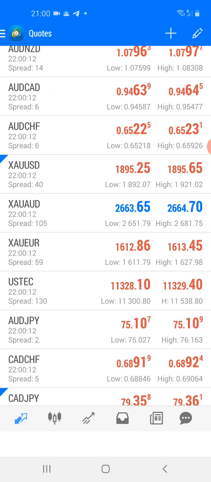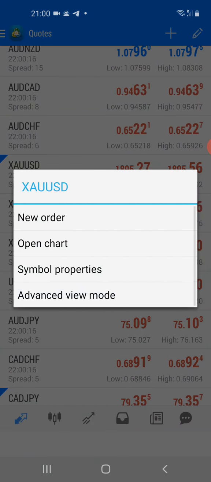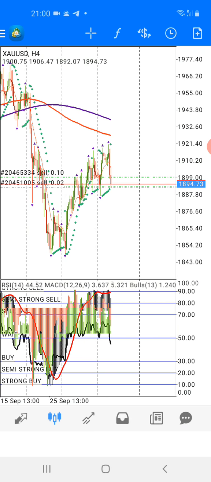Of course, the gold is already doing well. I can see the last entry, I mean the entry which I made yesterday. It's already running in profits.